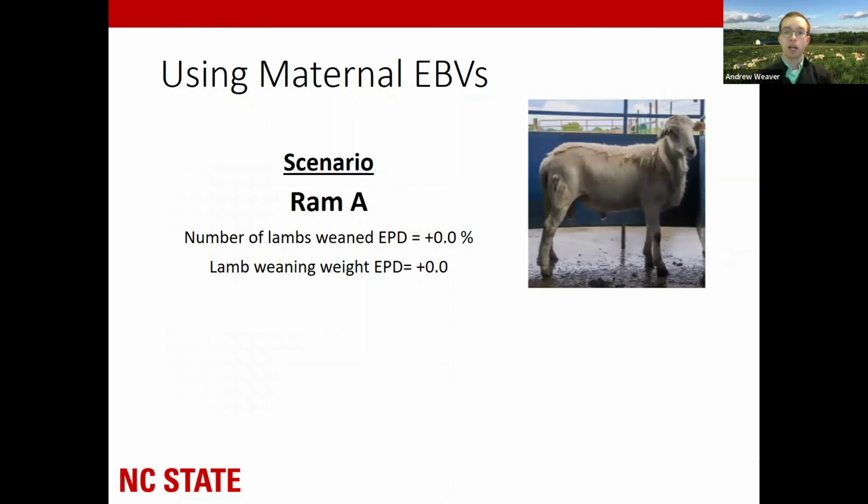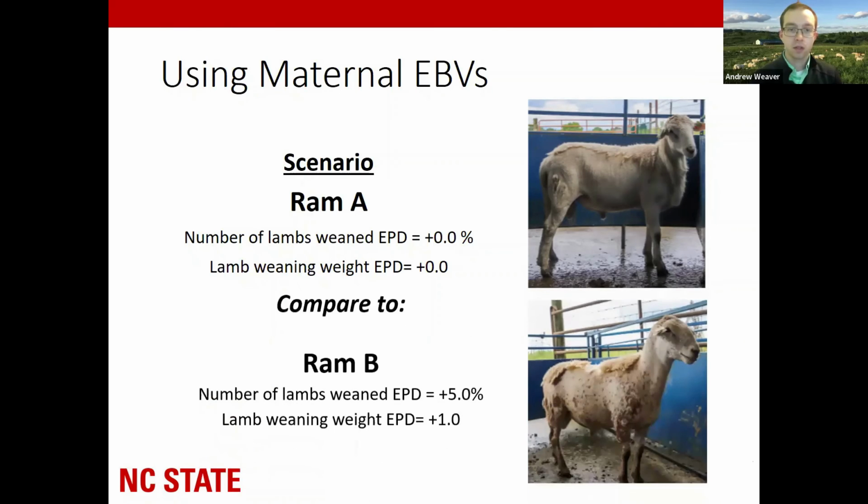In this example, ram A has a number of lambs weaned EPD of 0%. He has a lamb weaning weight EPD of 0 pounds. Compare that ram to ram B. Ram B has a number of lambs weaned EPD of 5% and a lamb weaning weight EPD of 1. So I need to choose, do I use ram A or do I use ram B? And what's the potential economic difference or side effects of using one ram versus another?